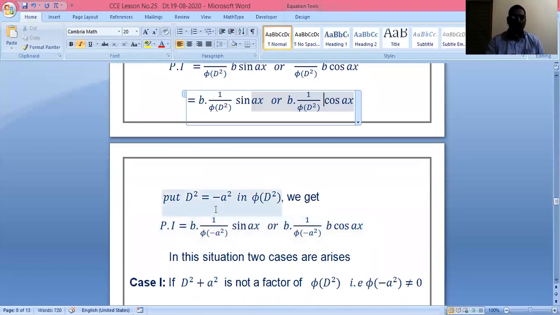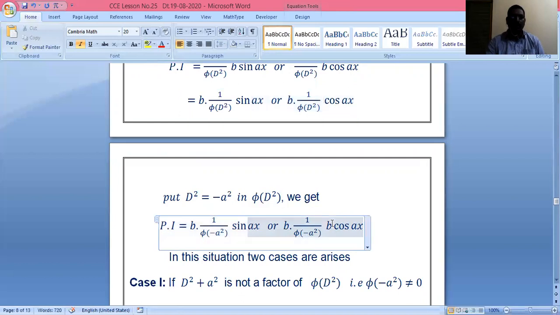Put D² equal to minus a² in φ(D²), we get PI is equal to b times 1/φ(-a²) sin ax or b times 1/φ(-a²) cos ax.